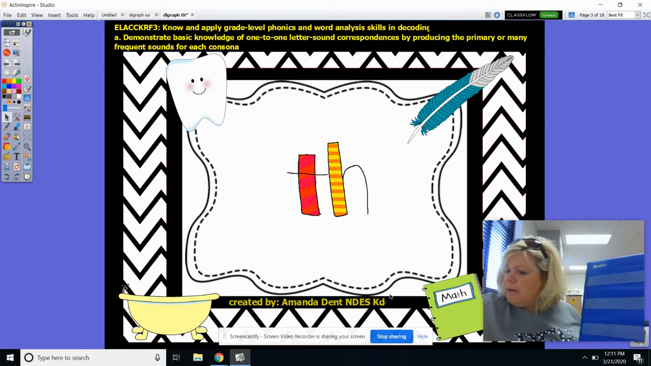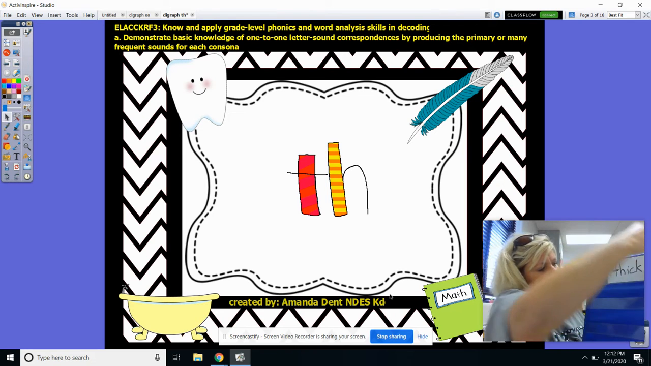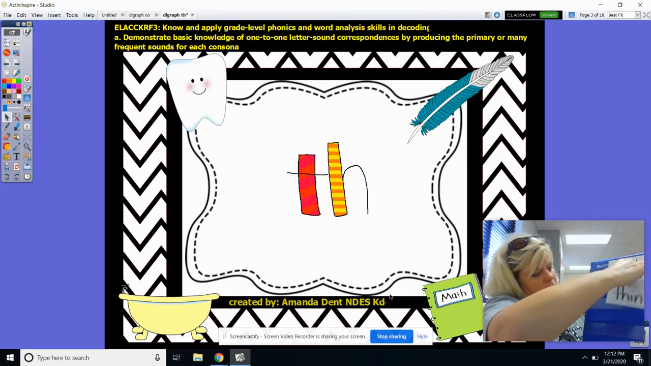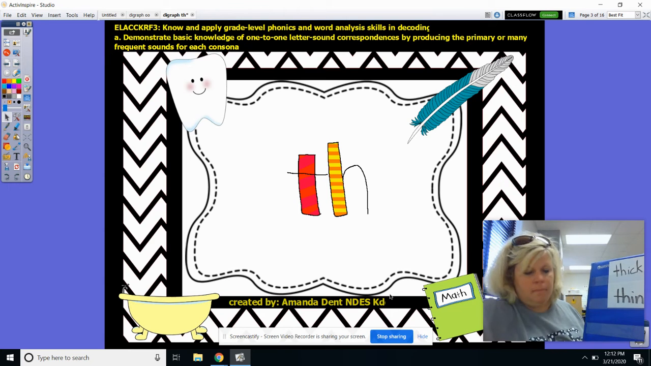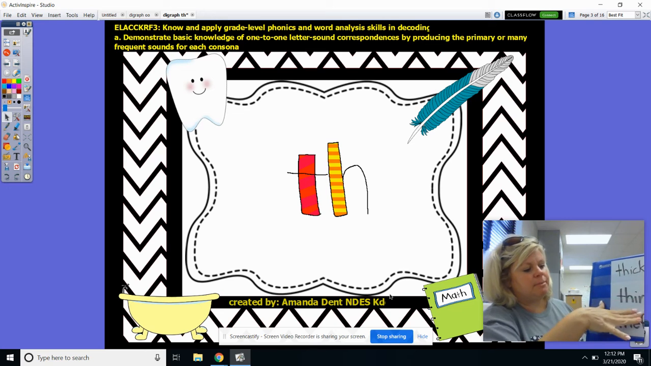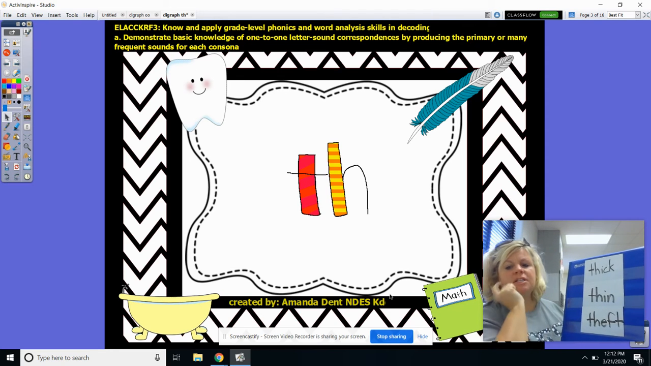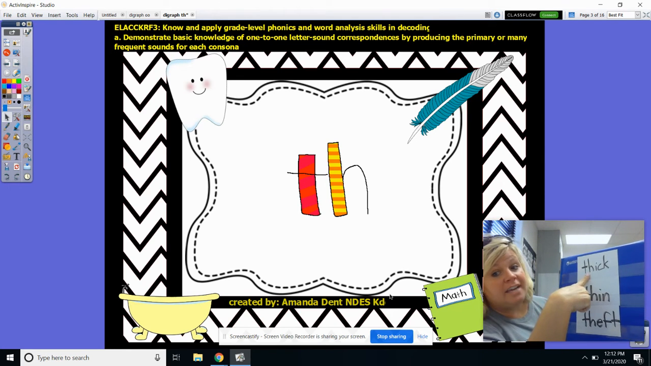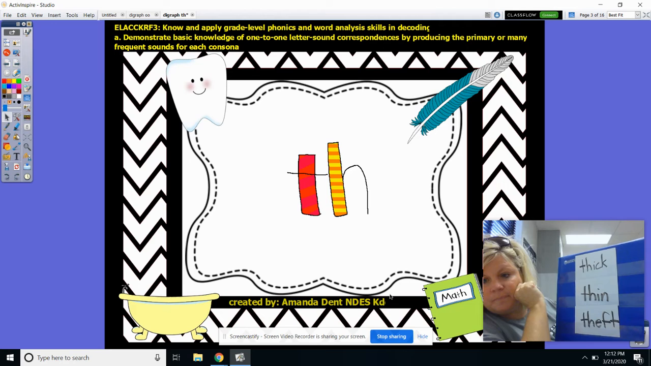Now let's look at these words right here. I'm going to put some words up here, and I want to see if we can read these words. I know we can read these words. We know all of our sounds. All we have to do is blend them together, and we can do that too. So let's look at these words. We know that the digraph TH says th, right? Ick, thick. That word is thick. It's the opposite of thin.